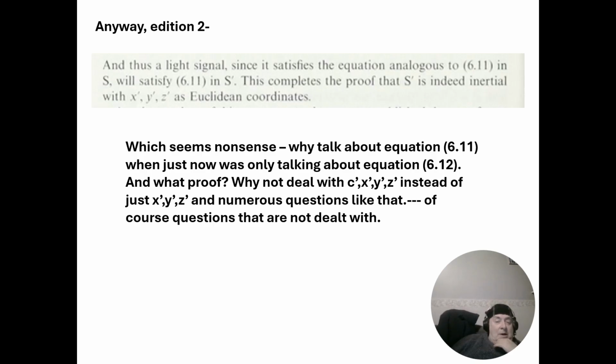Why talk about equation 6.11 when just now we're only talking about equation 6.12? And what proof? Why not deal with, as I pointed out earlier, having it as C prime, putting the dash above the C to make C different in the left hand and the right hand side of those equations, and numerous questions like that. And of course questions like that are not dealt with, which is why I'm complaining about these relativity books.